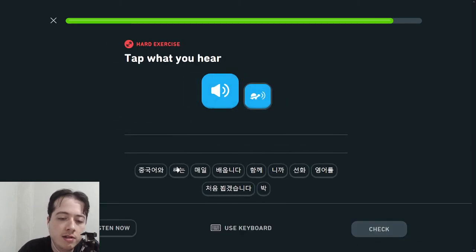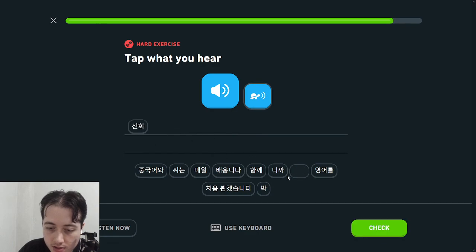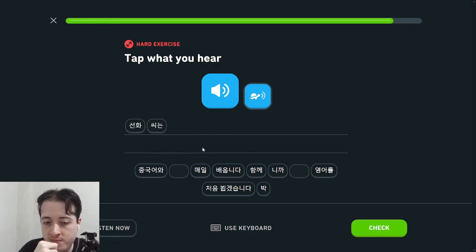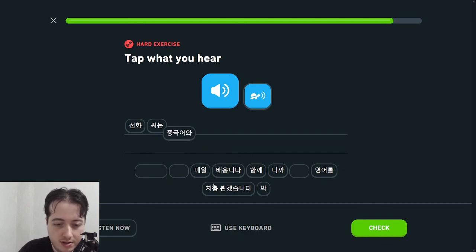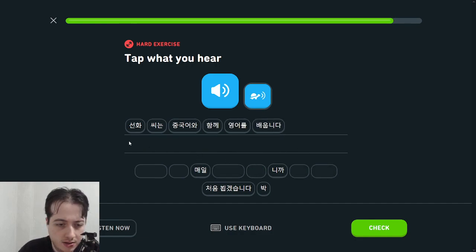선화 씨는 중국어와 함께 영어를 배웁니다. 선화 씨는 중국어와 함께 영어를 배웁니다. 함께 영어를 배웁니다.